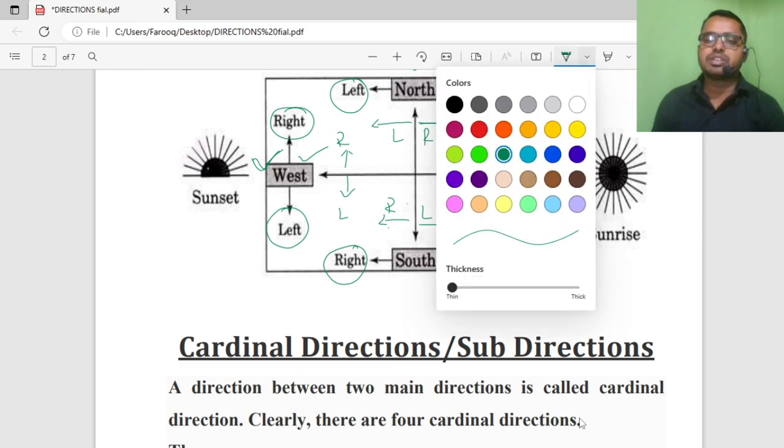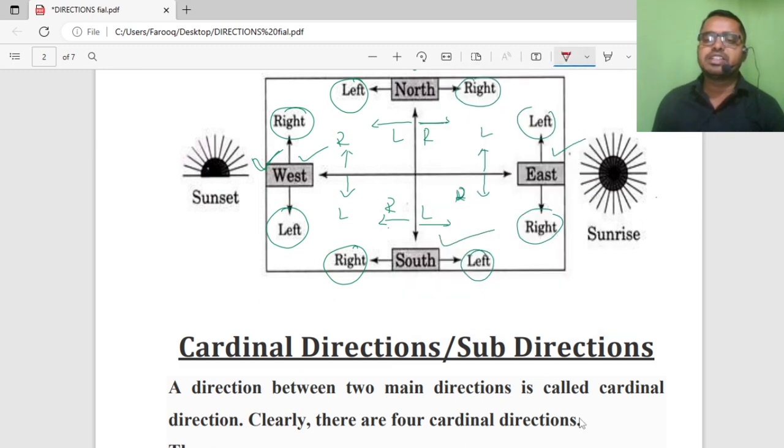And one more important thing: the sun rises from the east and sets in the west direction. Remember this. These are the main directions.